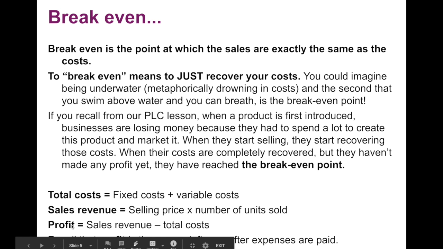So our profit is going to be 0 at the break-even point. Now, before the break-even point, our profit's going to be negative because we haven't paid all our costs yet. And after the break-even point, our profit can be positive because we paid our costs back. Now we can actually put some money in our pockets.